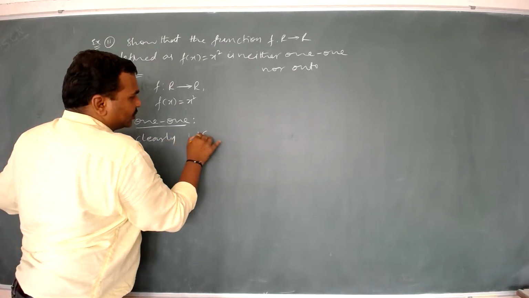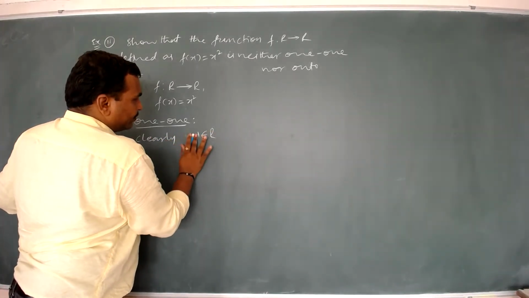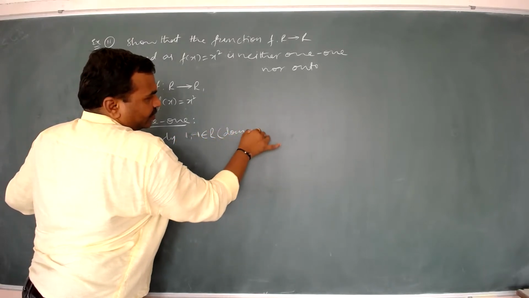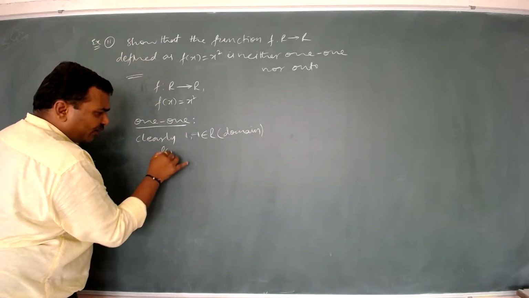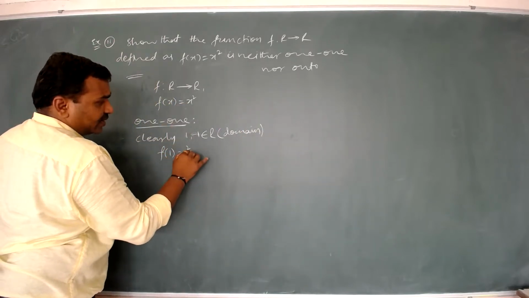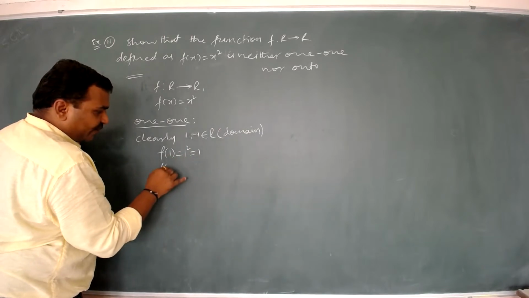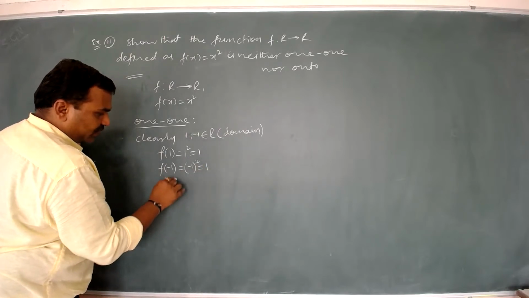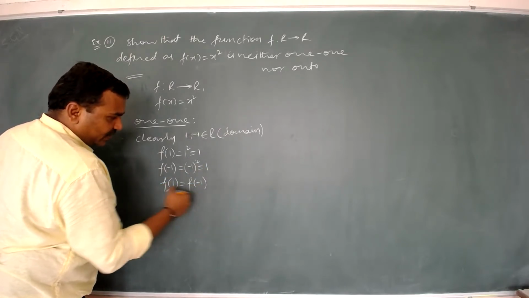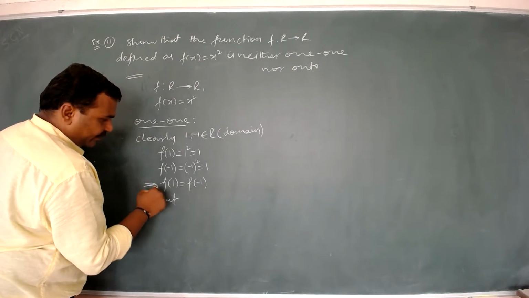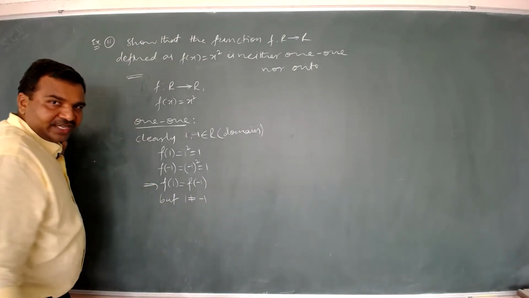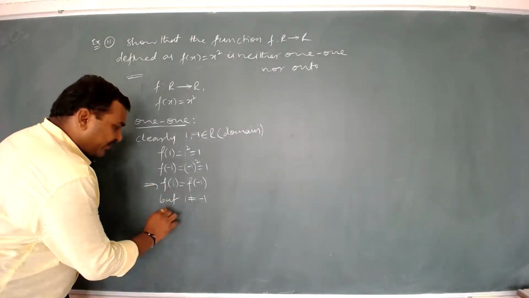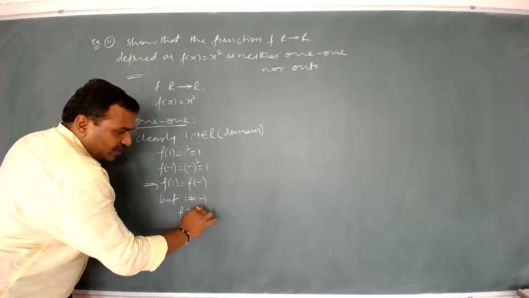1 comma minus 1 belongs to R domain. f of 1, 1 square, that is 1. f of minus 1, minus 1 square, that is also 1. This is the conclusion. f of 1 equal to f of minus 1, but 1 not equal to minus 1. How is it known? f of x1 equal to f of x2, but x1 not equal to x2. Therefore, f is not 1-1.